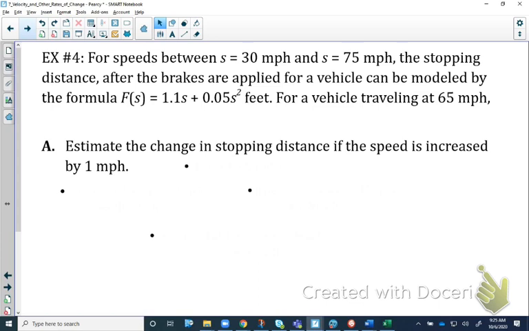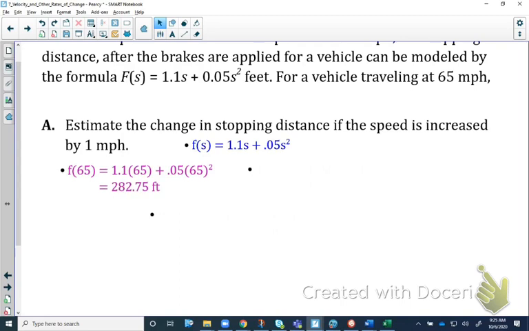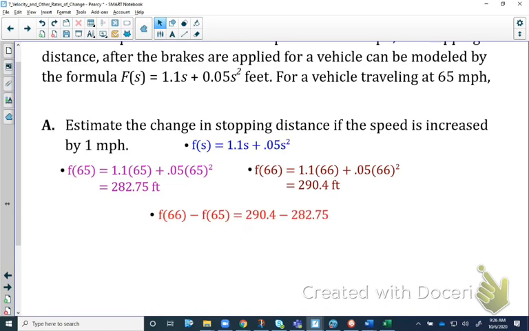Now, the estimate is going to be taking the position function that was given to us and actually plugging in 65 miles an hour and 66 miles an hour, and then taking the difference of them. So at 65 miles an hour, the stopping distance is going to be about 283 feet. At 66 miles an hour, we would do the same process, and that's going to be about 290 feet, so 290.4. So we take the difference of those, and that's going to be the approximate.